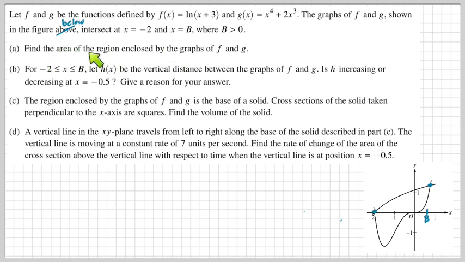It says, find the area of the region enclosed by the graphs of f and g. Area is the calculus word that we're looking at right here. And you guys know that concept. To find the area between two curves, you have to subtract the curves inside of an integral. So this is what it looks like.